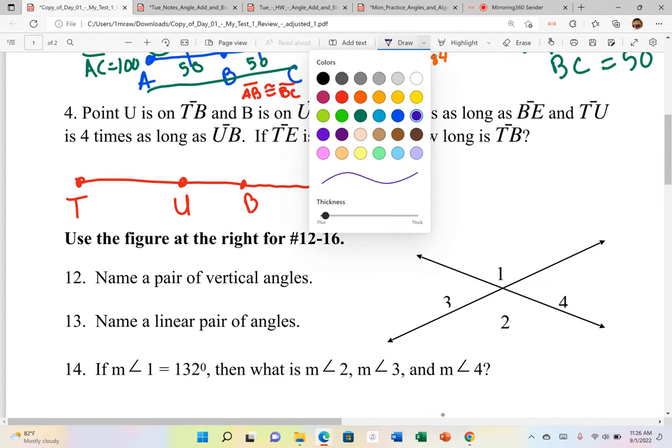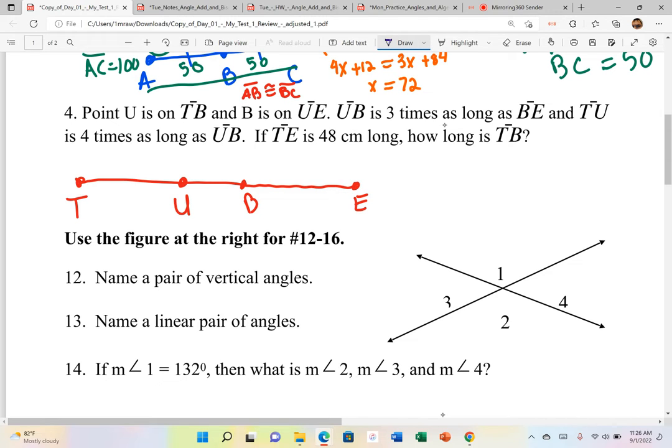All right, so let's see this. It says UB is 3 times as long as BE. Is it telling me what BE is? So therefore, that means that BE is my unknown. So that means BE is X. But it is telling me that UB is 3 times as long as that, right? So that means that UB is 3X because that means 3 times longer, right?